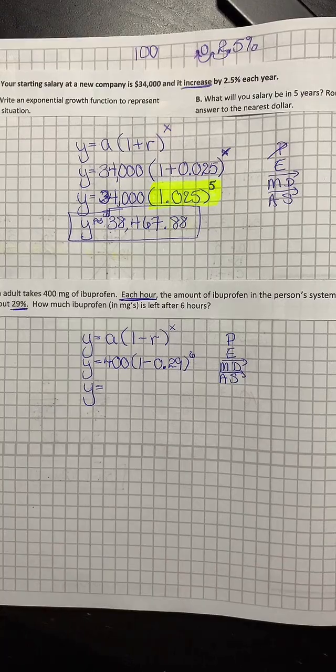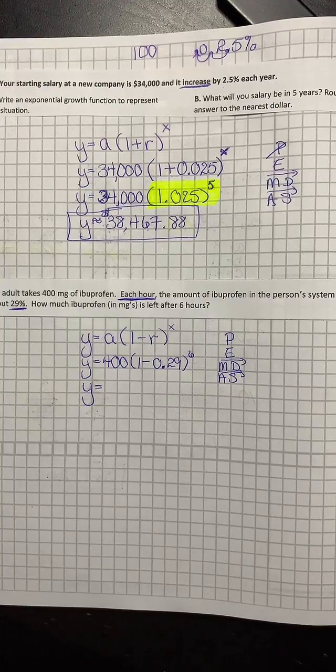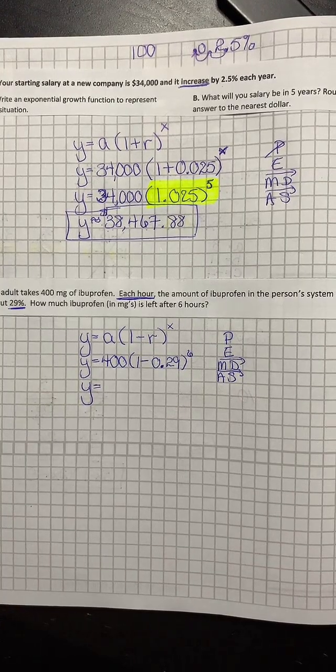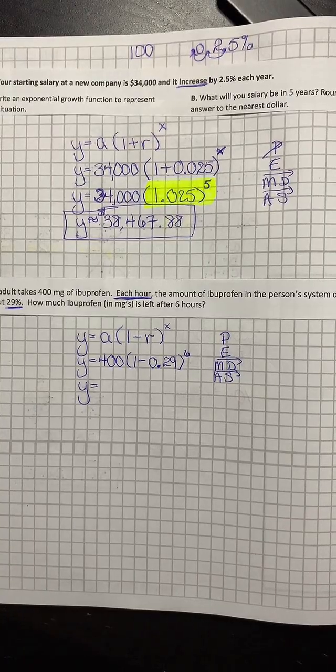What did you get inside the parenthesis? Yeah, because if you ever get anything larger than the initial amount and you're supposed to be decreasing, something went wrong. Yeah, I got a lot lower than that.